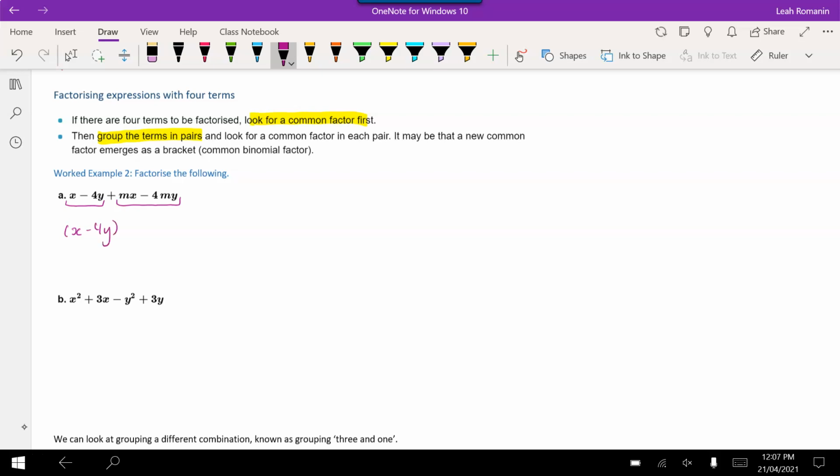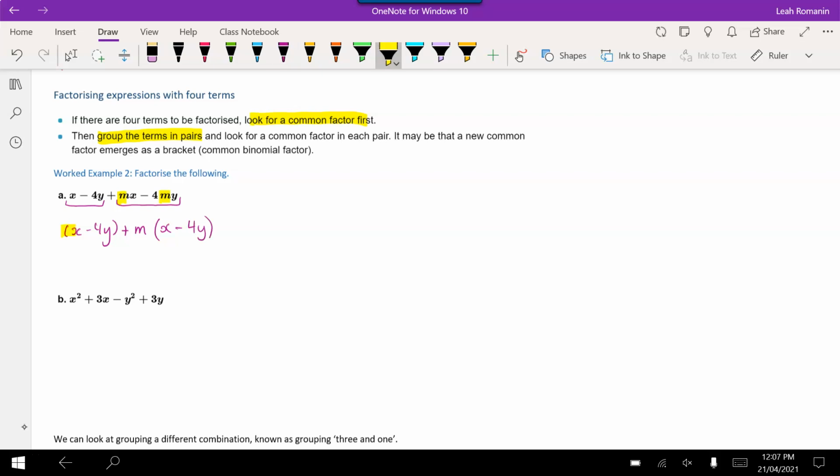Between mx and minus 4my, my common factor is m. They both have an m in common, so you're not just taking out numbers, you are also factoring out letters. So I'm going to factor out the m, and then my leftover is x minus 4y.